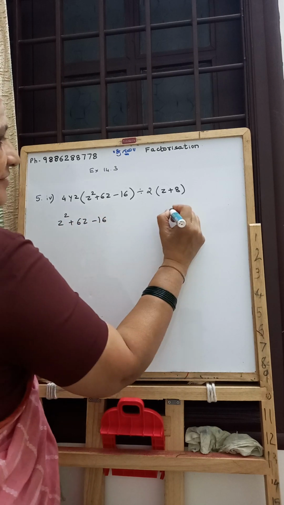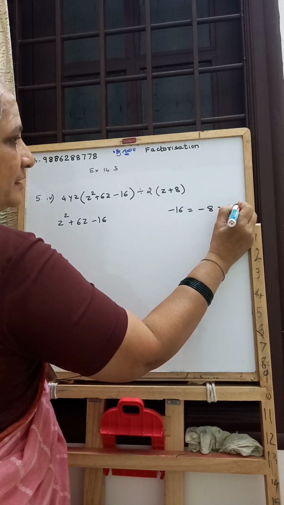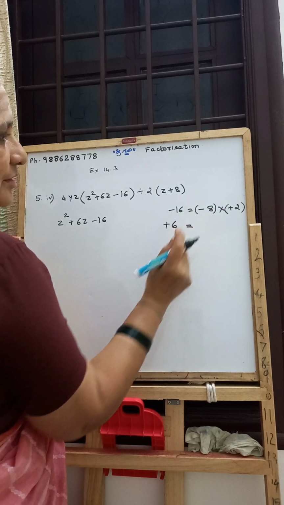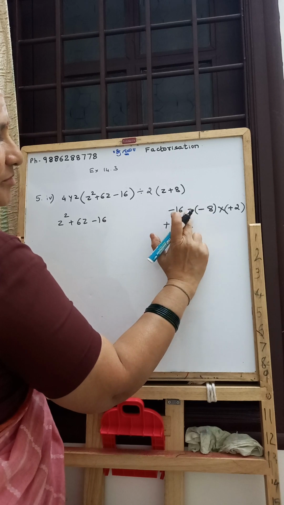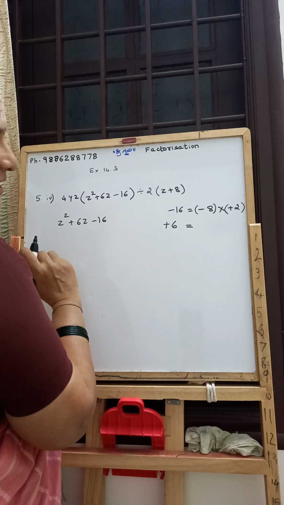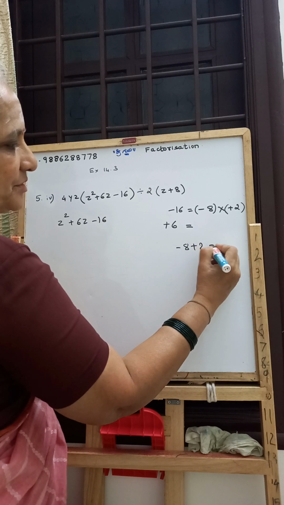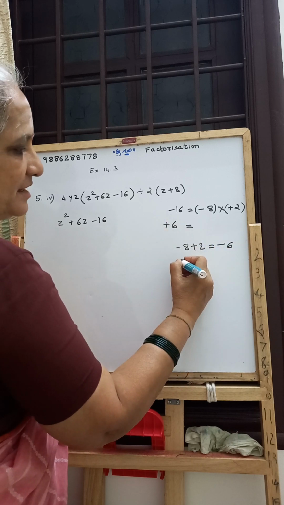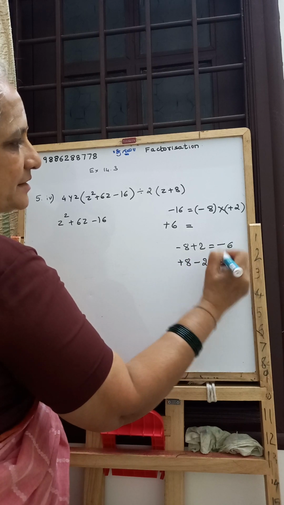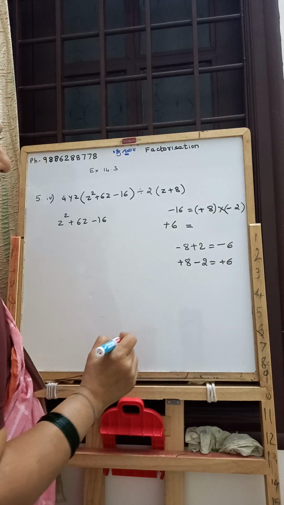Here, find the factors of minus 16 in such a way that their sum should be plus 6. Do you think these are the two factors? No, because we want plus 6. If we add them, we get minus 8 plus 2 is equal to minus 6. But we want plus 6. So, we should take plus 8 and minus 2 to get plus 6. Here, this should be minus and this should be plus.